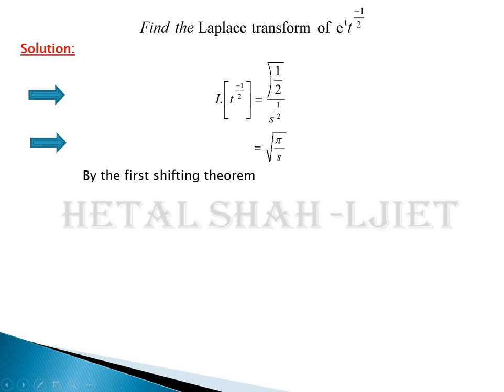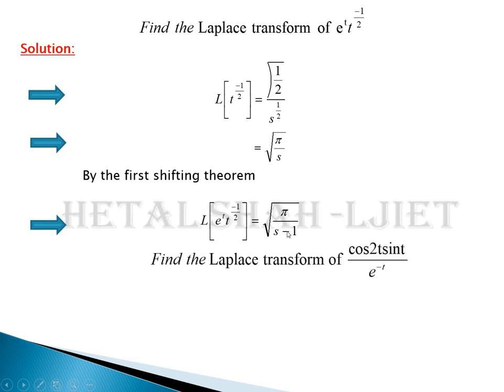By the shifting theorem, Laplace of e raised to t into t raised to minus 1 half. Here the multiple of t is positive 1. So in your answer, it becomes negative, that is s minus 1. So this is your final answer.